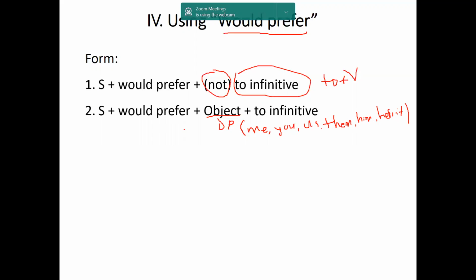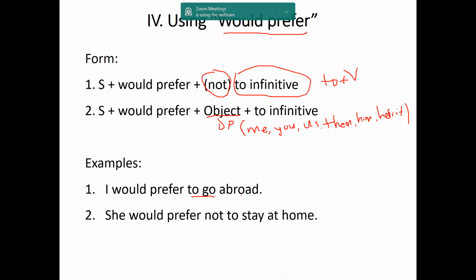So subject plus would prefer plus object plus to infinitive. So example here. I would prefer to go abroad. For number one, right? I is the subject, right? I would prefer, and then I use to infinitive for the positive form. I would prefer to go abroad. Okay, and then number two here, I put it into negative. She would prefer not to stay at home. Okay, not to stay at home.